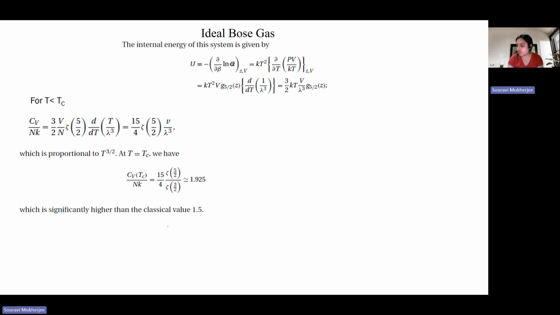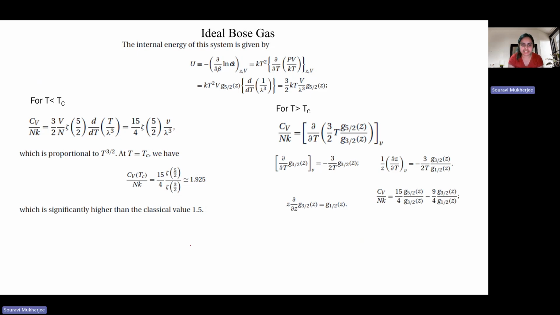Okay. Now again, if you want to do it at high temperature, so T greater than TC, what happens? Again, you can replace lambda cube by this relation here. Then you can use this relation, del T, because you have to do a derivative, right? You're finding the specific heat, so del T of G3 by 2Z. So this is how the derivative looks like, and that you can put in there. So this is your expression.